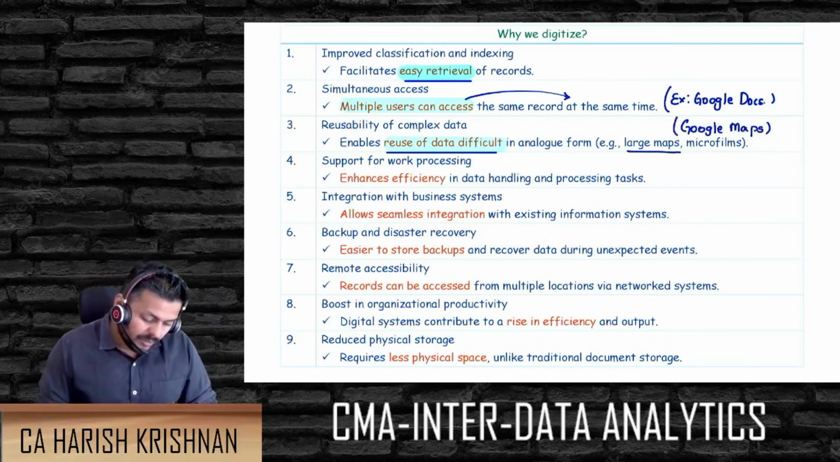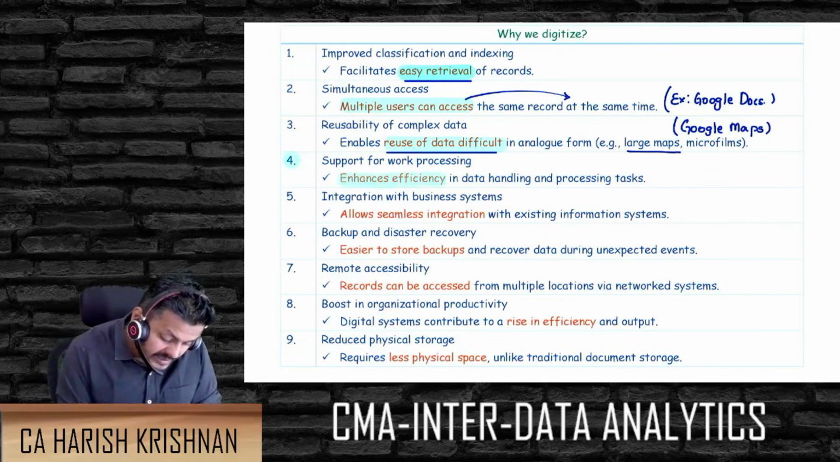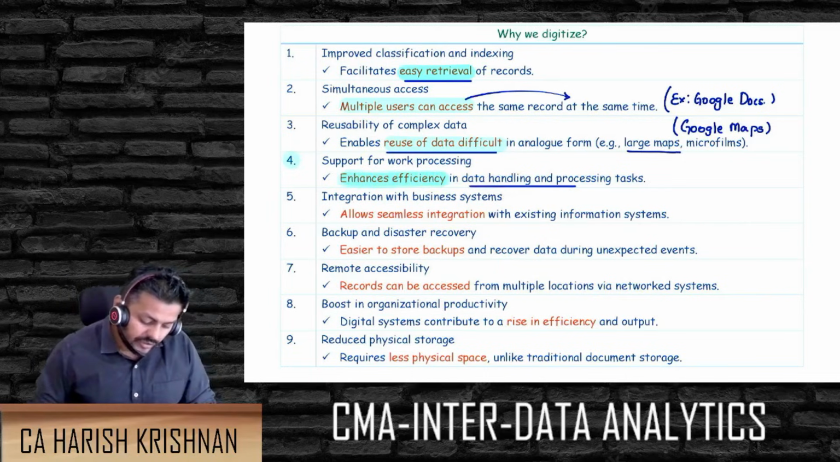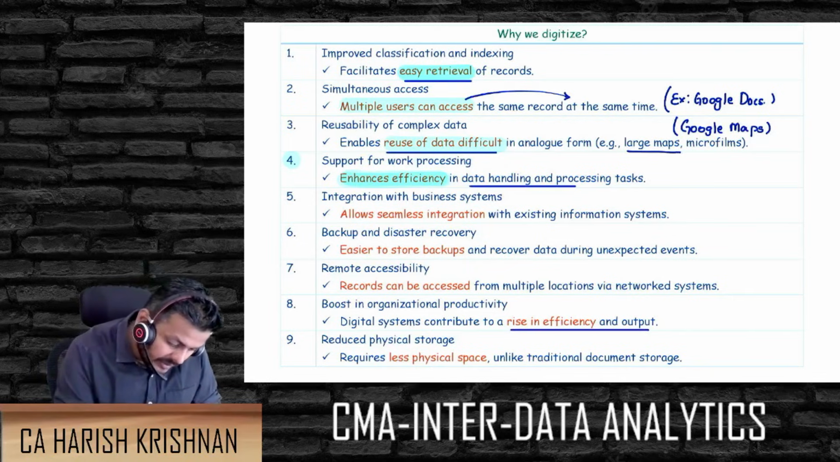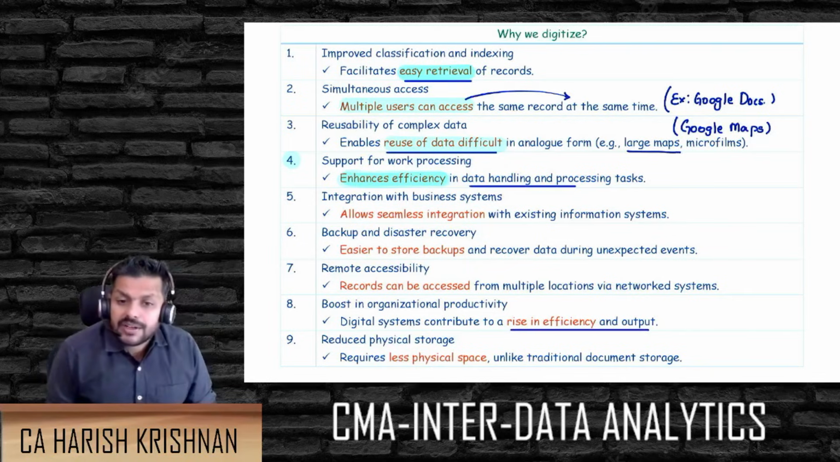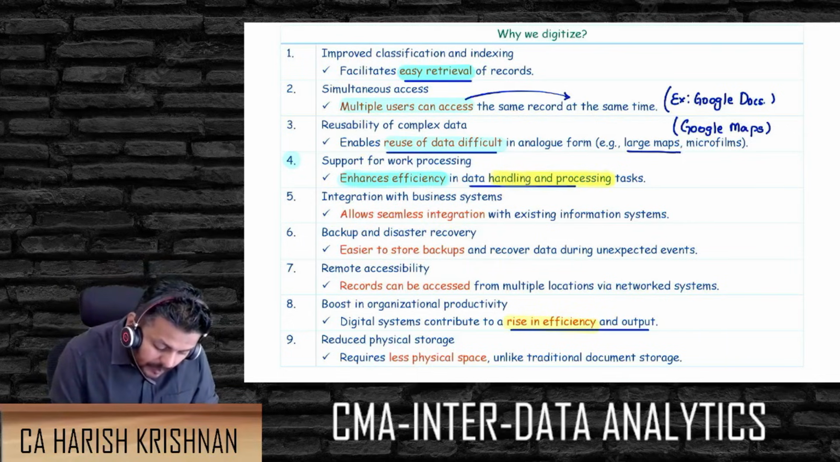Then support for work processing, that is what I was just talking about, enhances efficiency, right? In data handling and processing tasks, the time reduction is amazing. So again, output wise also there is a rise in efficiency and output. So task wise also there is improvement. I don't want people to get confused about these 2 points. Why are they talking about efficiency twice? No, one is in task handling. This is for processing efficiency.